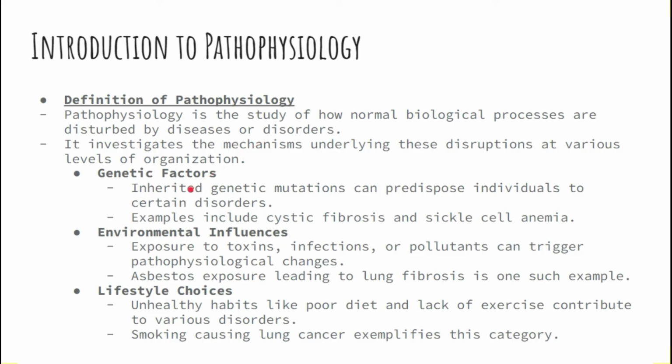And then aside from genetic factors, sometimes there are diseases because of environmental influences, like certain exposure to toxins, infections, bacteria, parasites, pollutants. This can trigger diseases or pathophysiological changes. Like a good example is asbestos. If you are exposed to asbestos, this can lead to lung fibrosis.